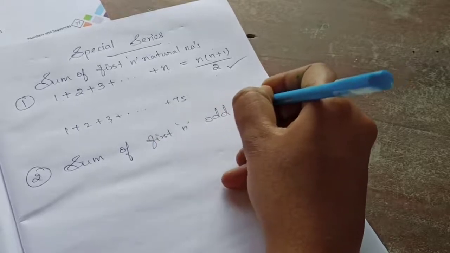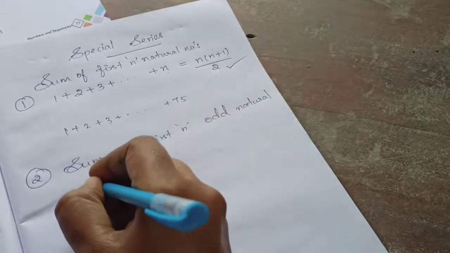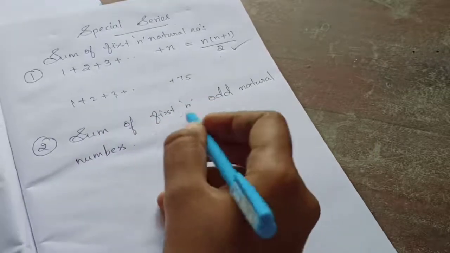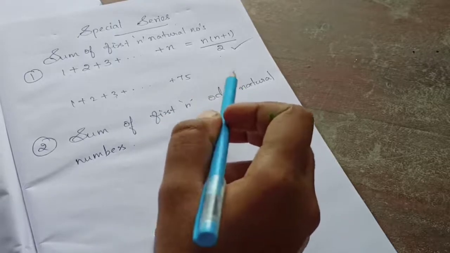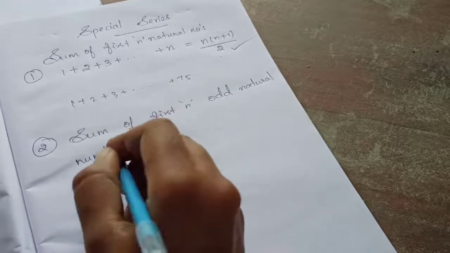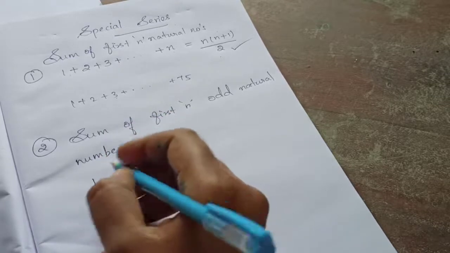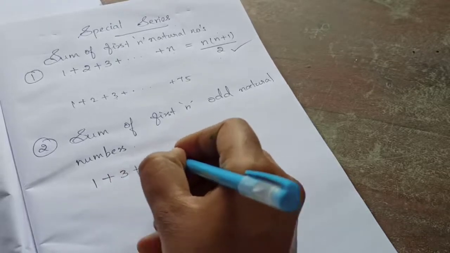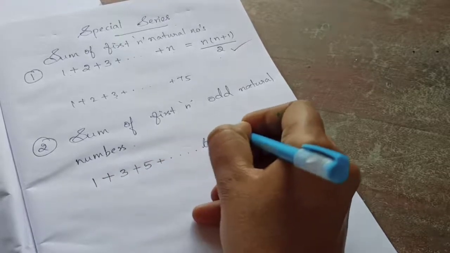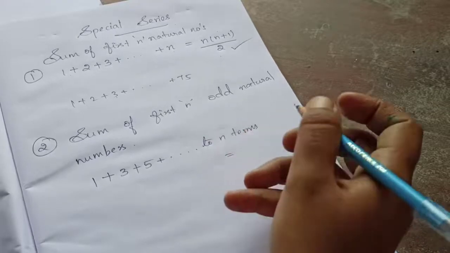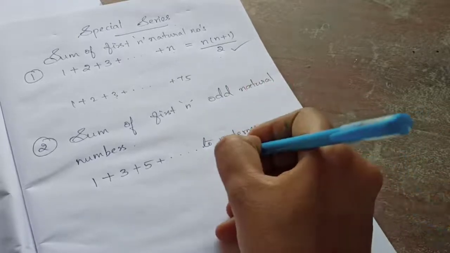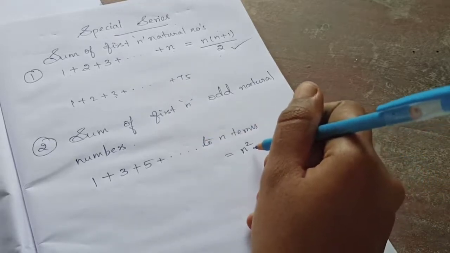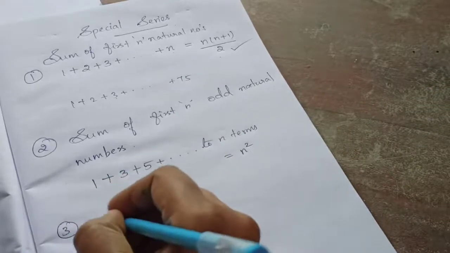What's the difference between odd numbers and odd natural numbers? Numbers we can separate into odd numbers and even numbers. So here it is the sum of first n odd numbers only, separately. 1 is an odd number, so 1 plus, what is the next odd number? 3 plus the next odd number 5 plus up to some terms, up to n terms, 10 terms or 20 terms or 30 terms. So what is the formula? We need to count the terms, then take the square of that many terms, that is n square. Got it?